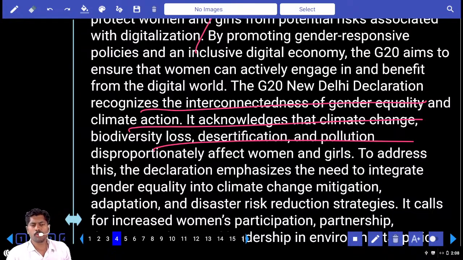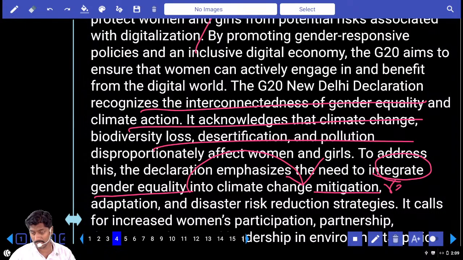By promoting gender responsive policy and inclusive digital economy, the G20 aims to ensure that women can actively engage in and benefit from the digital world. The G20 new declaration recognizes the interconnectedness of gender equality and climate action. How? It acknowledges, means accepts, that climate change, biodiversity loss, desertification and pollution disproportionately affect women and girls. To address this, the declaration emphasizes the need to integrate gender equality into climate change mitigation.